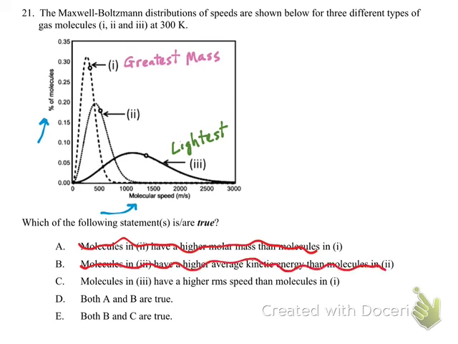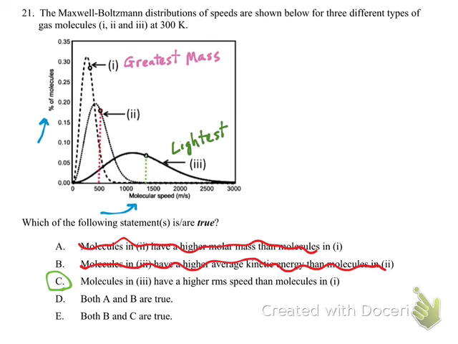These all have the same average kinetic energy. Which leaves us with C. Molecules in 3 have a higher RMS speed than molecules in 1. And I like that. That is indeed true. And remember, the way that we can find the RMS speed is you look for the highest point, so right here for this particular one, and then you move slightly to the right. So right here. And move down, that will give us our RMS speed. And we could do that for all these other gases as well.